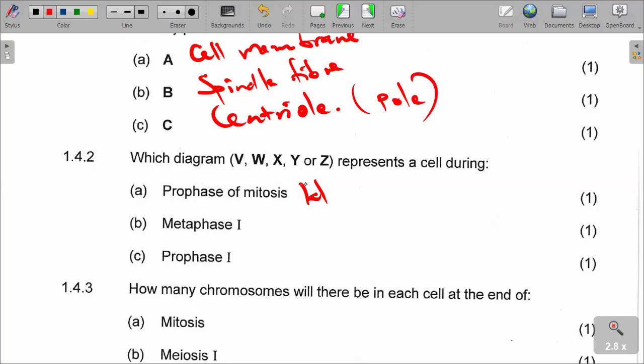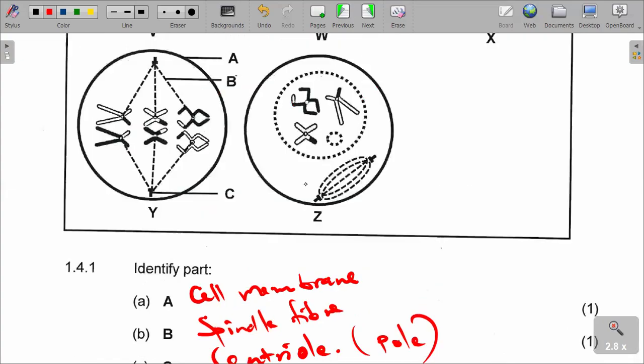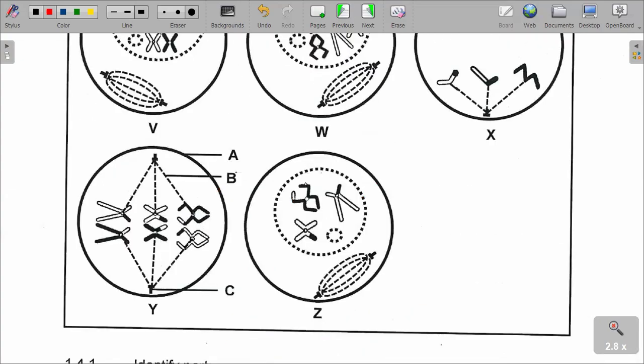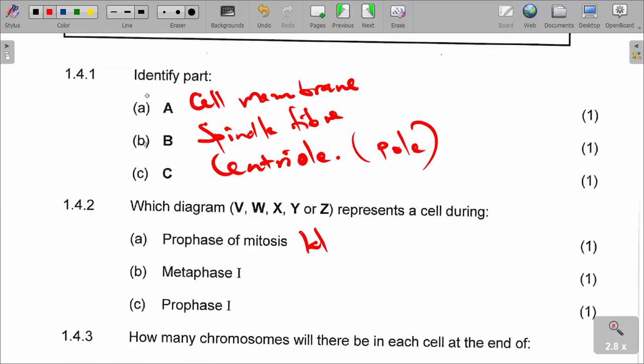And then the other one, metaphase one: homologous chromosome pairs are aligned along the metaphase plate, or the equator. This can be seen by diagram Y, because in metaphase one, homologous chromosome pairs are aligned along the metaphase plate, which we can say is the equator. So this is metaphase one. Metaphase one is Y.